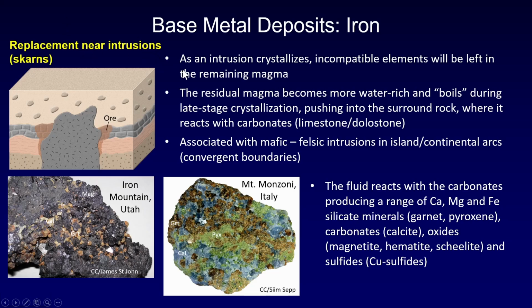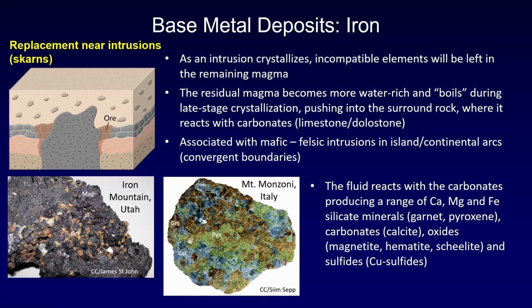So as any intrusion crystallizes, incompatible elements will be left behind in the remaining magma. So we've mentioned previously that as a magma crystallizes, it will use compatible elements to form common minerals: feldspar, micas, pyroxene, olivine, quartz, etc. So the elements that are used to make those are considered to be compatible elements.